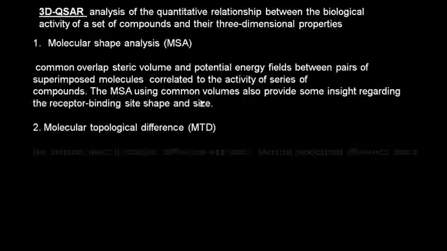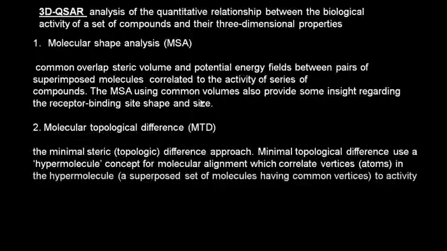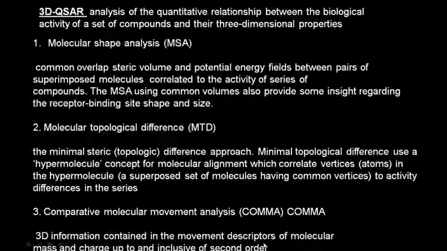Second is called the molecular topological differences. This is another approach, the minimal steric topological difference approach. Minimal topological difference uses a hypermolecule concept for molecular alignment. Then it correlates vertices in the hypermolecule to activity. That's molecular topology difference. The third approach is called the comparative molecular movement approach. Basically it looks at the movement descriptors of the molecular mass and charge up to and inclusive of second order. This is called the comparative molecular movement approach.